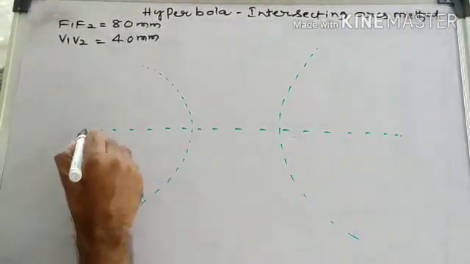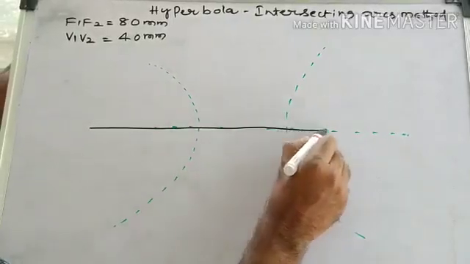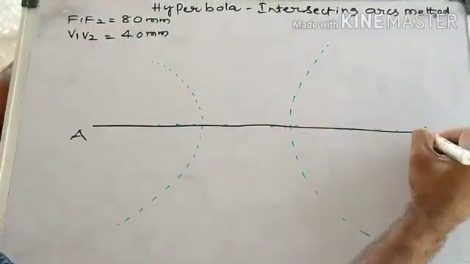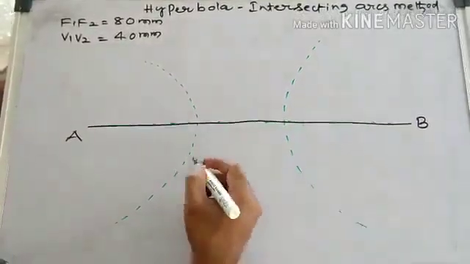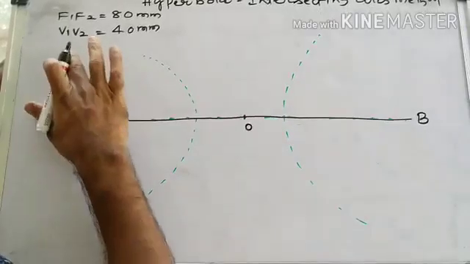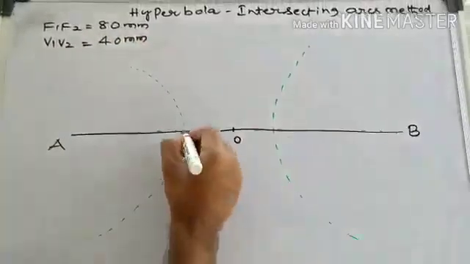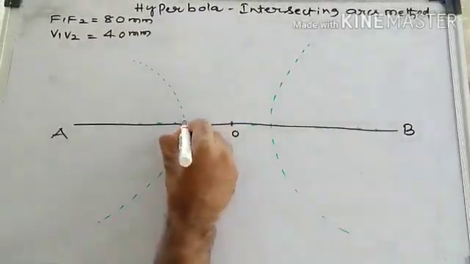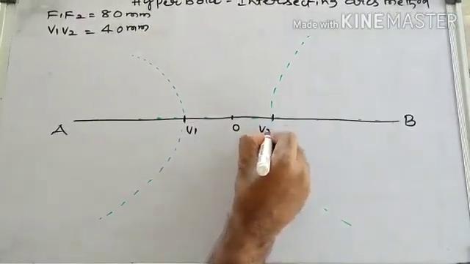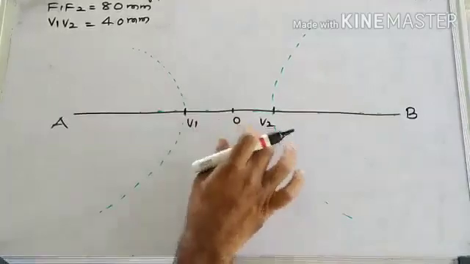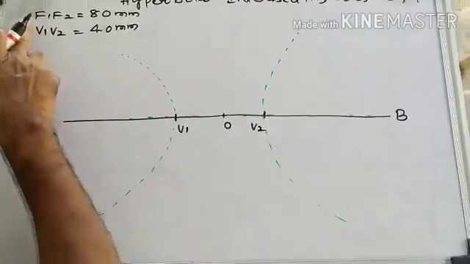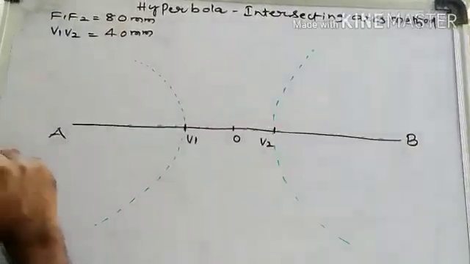Now I am drawing a principal axis. Naming this as AB. I am locating a point O here. Now the distance between vertices is 40. Left side 20 units, I am naming it as V1. Right side 20 units, I am naming it as V2. V1 V2 distance 40. Similarly, the distance between foci is 80.